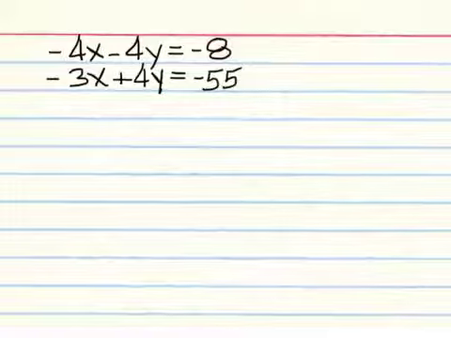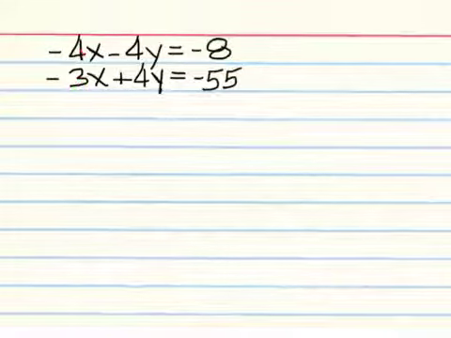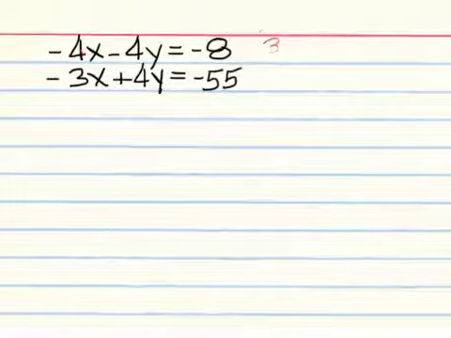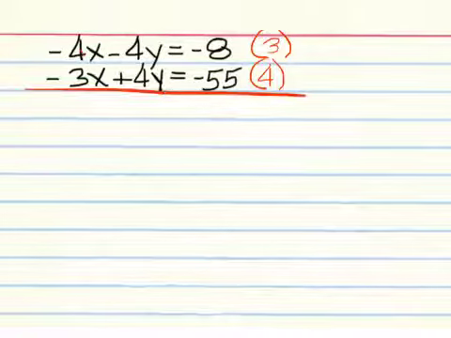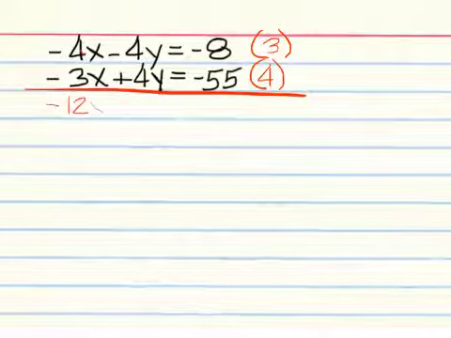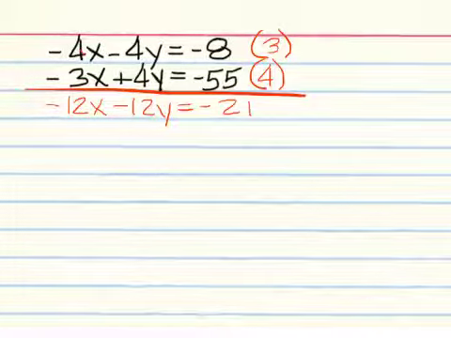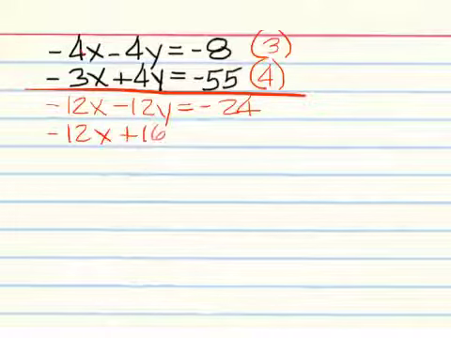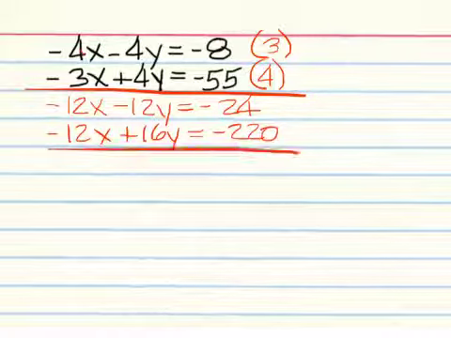The solution for the practice, you have a 4 and a 3. You want to turn those into 12s. So to do that, you're going to multiply the top by 3 and the bottom by 4. When you do that, you have negative 12x minus 12y equals negative 24. And on the bottom, negative 12x plus 16y equals a negative 220.